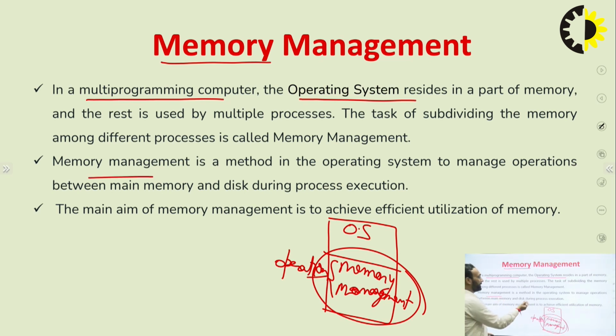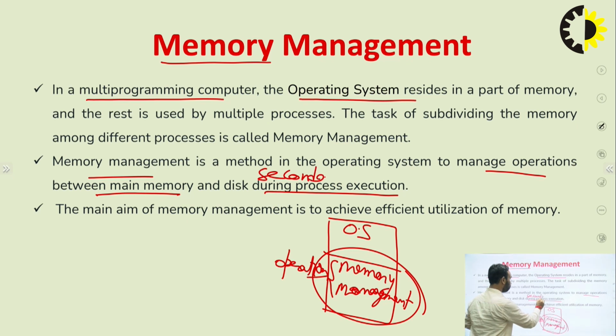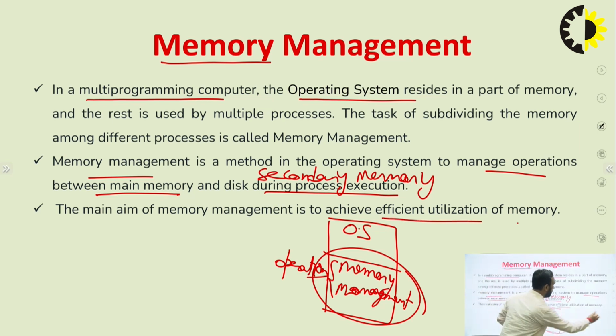I read the second line here. Memory management is a method in an operating system to manage operations between main memory and the disk during process execution. The disk here may be the secondary memory. The main aim of memory management is to achieve efficient utilization of the memory: how to use it in the best way, or which method is best suited for a specific process to access or execute the operation. All these operations are done in the memory management part.